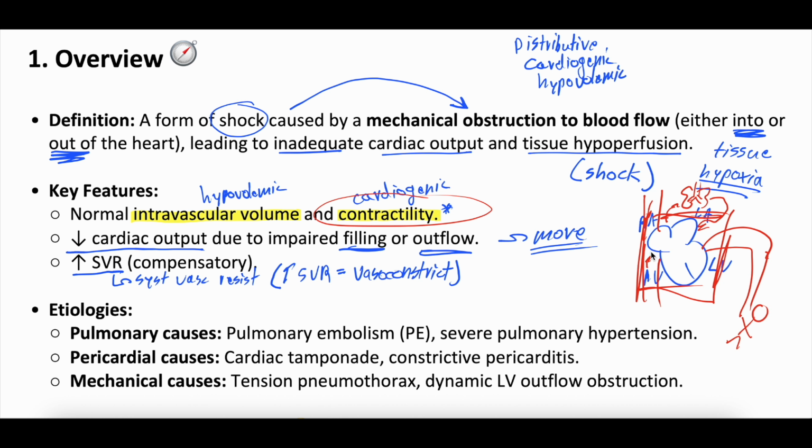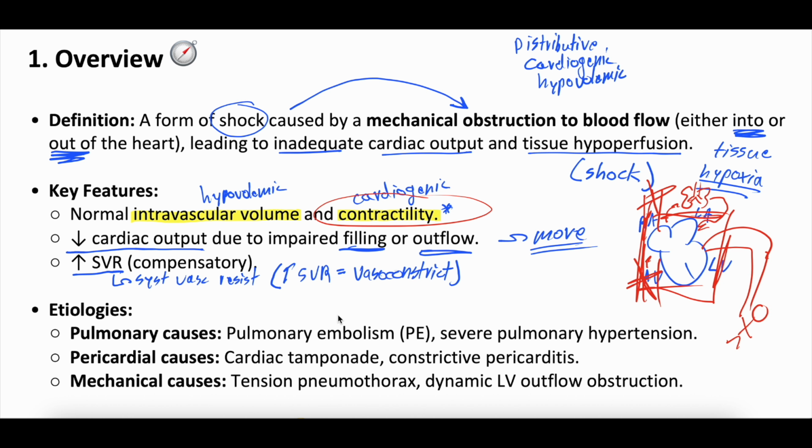The intravascular volume itself is also not the problem, right? The intravascular volume is normal as well. There's an actual physical obstruction, obstructive shock, a physical obstruction impairing that venous filling of the heart or impairing the ability of the heart to pump the blood out. We did not phrase that well, but an impairment of outflow or the heart's ability to pump the blood out of itself. The etiologies is when this starts to become more straightforward, right?